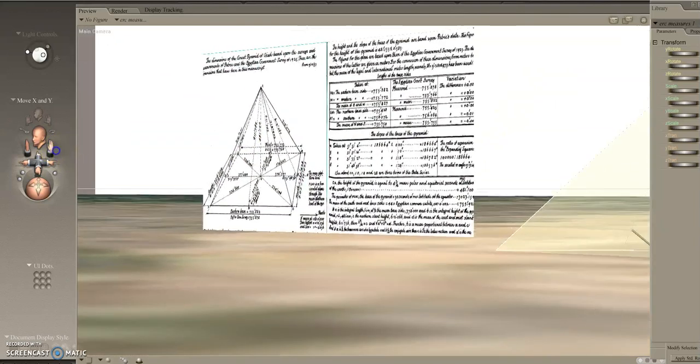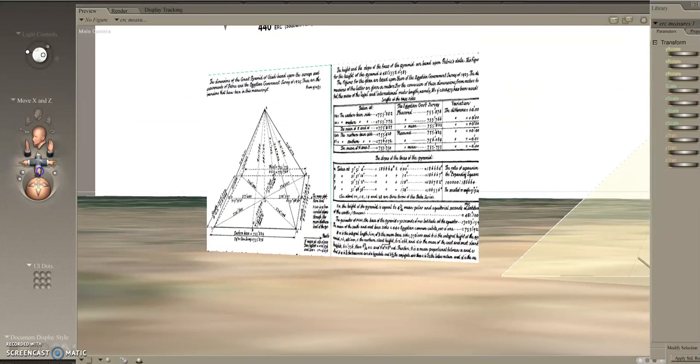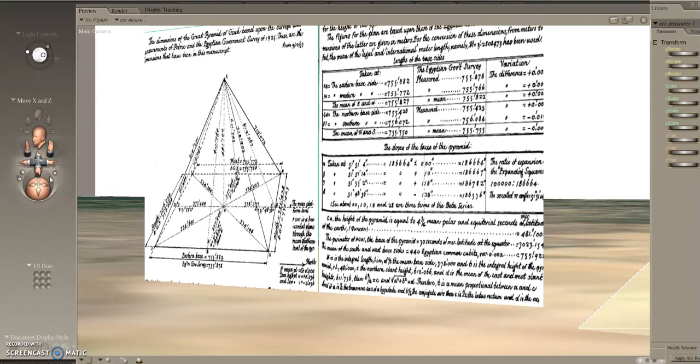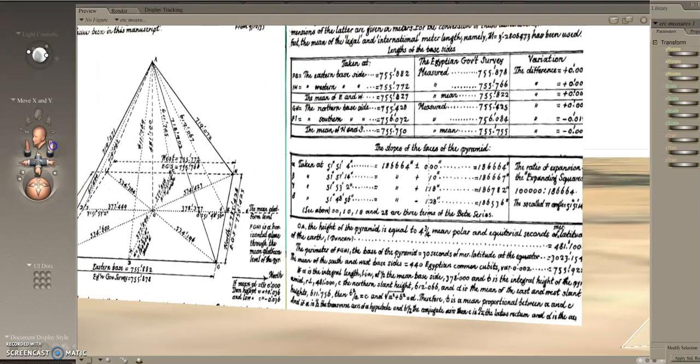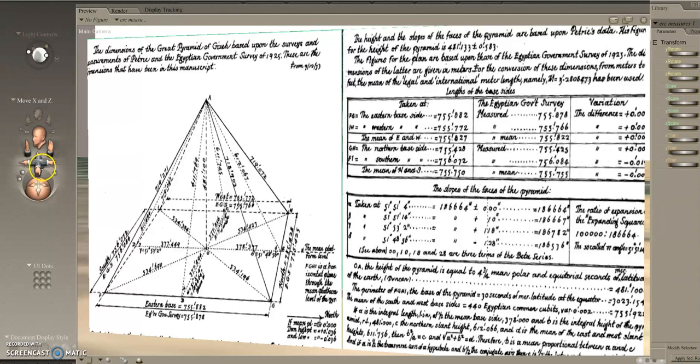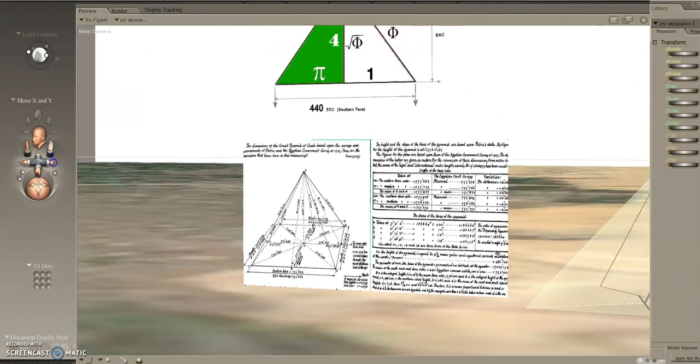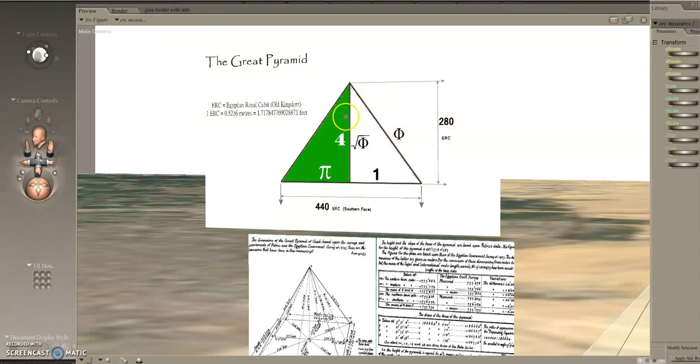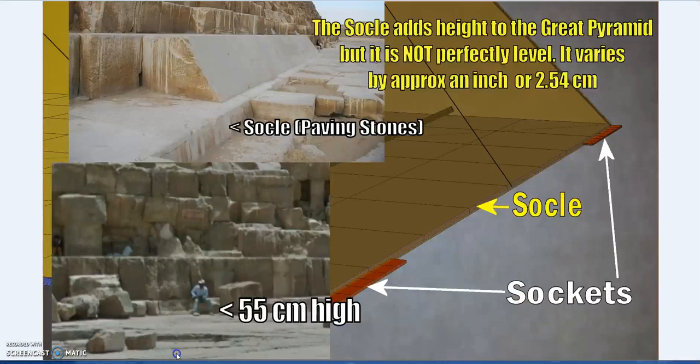Now just a reminder, we have the actual measures of the pyramid. So there is no one side of a pyramid that is exactly the same. Now what we do have is a great approximate of phi and pi, but there's deeper levels of information. The important part is 1 Egyptian royal cubit is pi over 6 meters. Now also a reminder, we need to include the socle, the paving stones. This gives an added dimension to the size of a pyramid. It adds height to the pyramid.